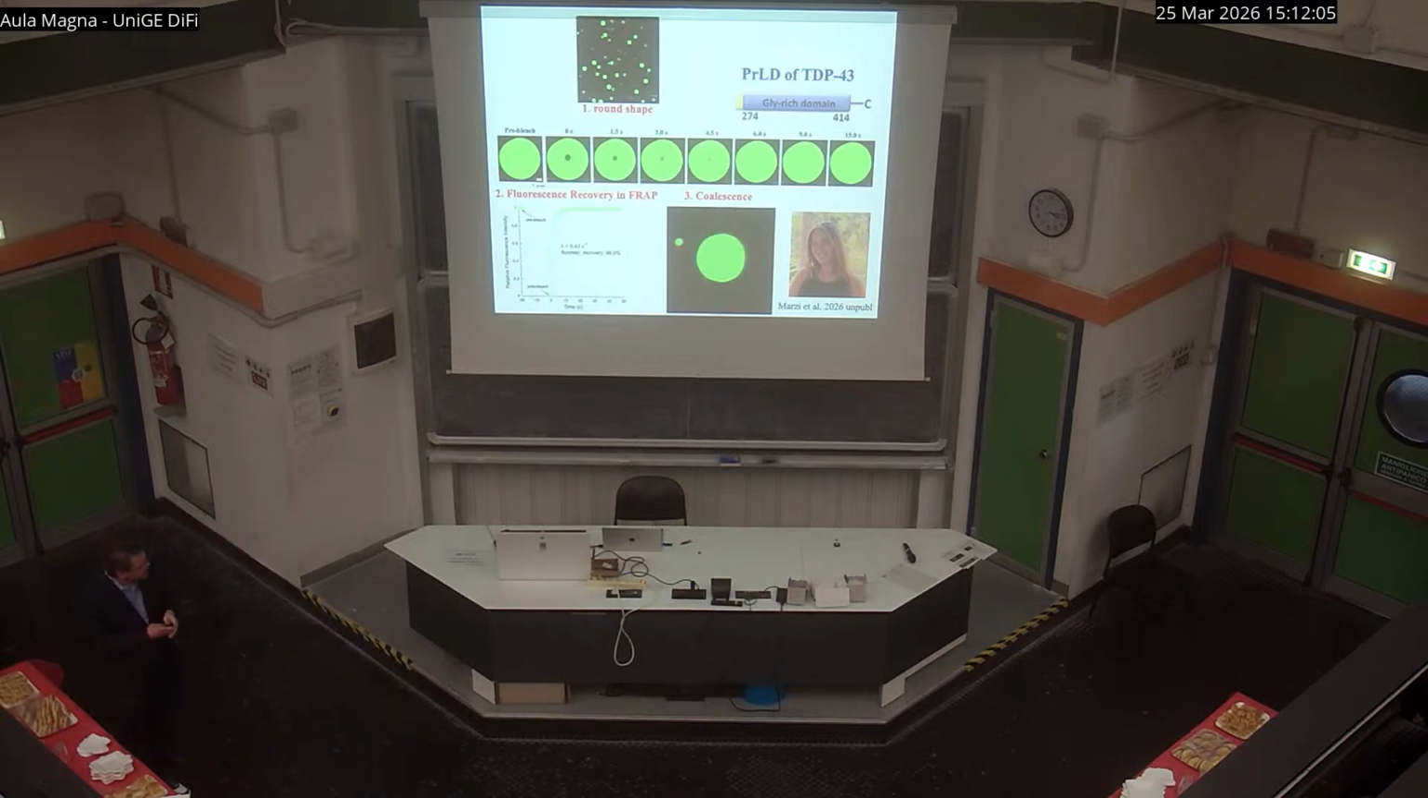And so in the end, we obtain evidence of a round shape, number one, fluorescence recovery in FRAP, number two, and coalescence. And these three are considered by the international community as the three gold standards for liquid-liquid phase separation. So if you have a protein in vitro and you have these three pieces of evidence, this is enough to claim that you have a liquid state. Purists of liquid-liquid phase separation say that if you have only two pieces of evidence and you miss the third one, it's not a real liquid-liquid phase separation. So you need to have all three.